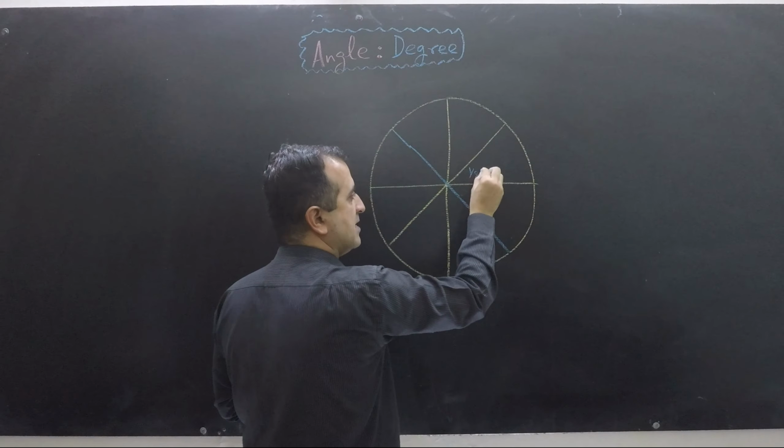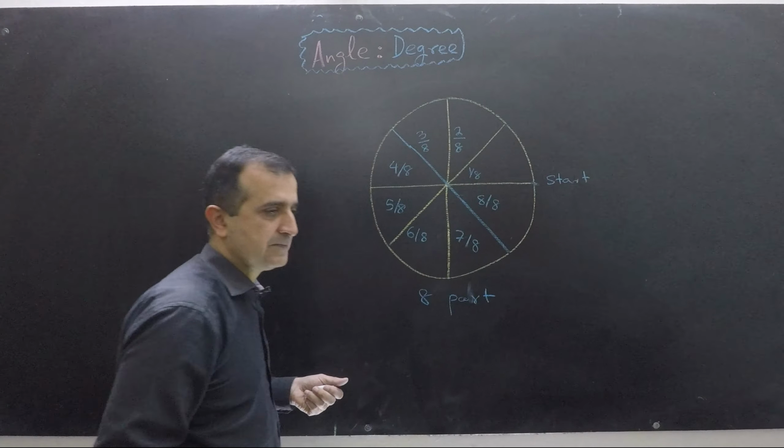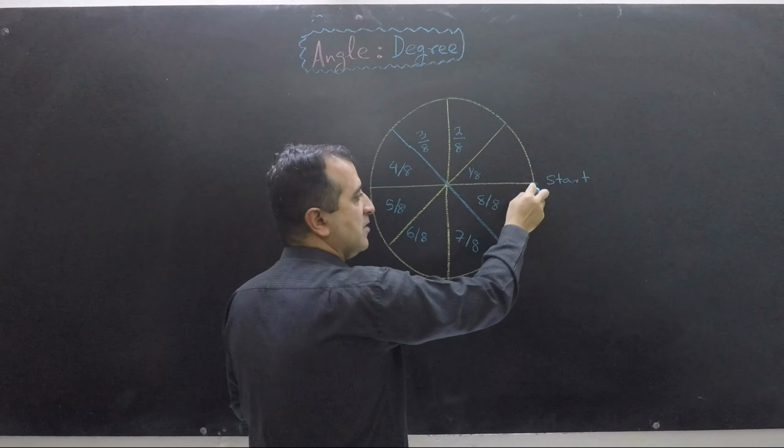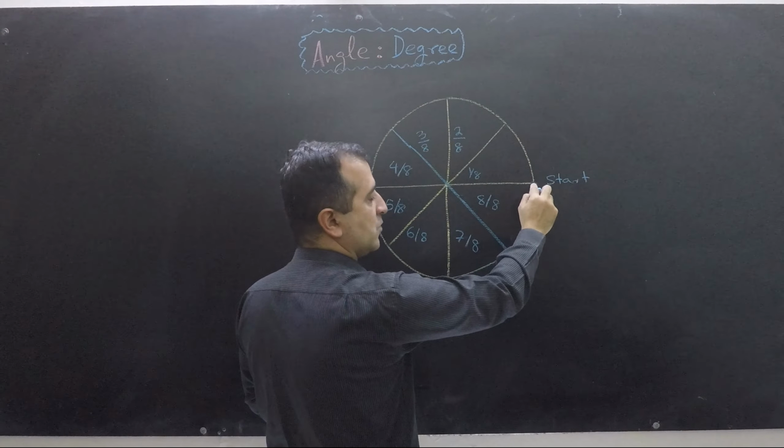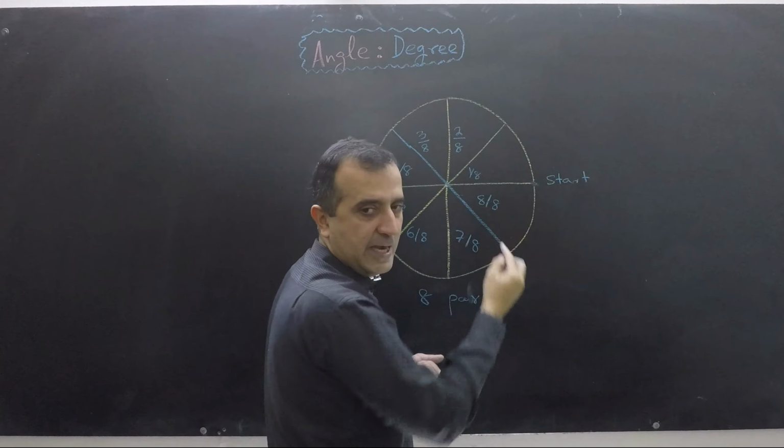From the start to here is how much? 2 over 8. That means 2 equal parts out of 8 parts, right? Yes. And then from here to here is 3 over 8. This is 4 over 8. This is 5 over 8, 6 over 8, 7 over 8, and then we are done. So it's 8 over 8, right? From here all the way back to here is 8 over 8. We have done the whole circle, right?